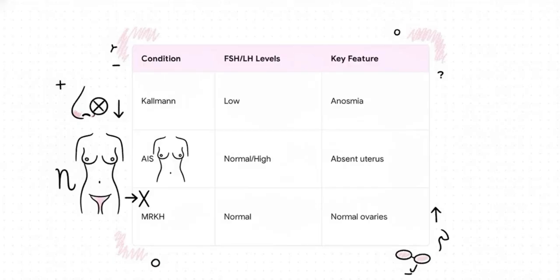Ruling out the other options is actually pretty straightforward here, mostly based on hormone levels. Option B, Kallmann syndrome, we just learned features low FSH and LH, not raised. Option C, androgen insensitivity syndrome, would present with a 46XY karyotype, an absent uterus, and completely normal, well-developed breasts, definitely not Tanner stage 1. Finally, option D, MRKH or Mullerian agenesis, features an absent uterus with perfectly normal functioning ovaries. That means their FSH, LH, and estrogen levels would be completely normal.